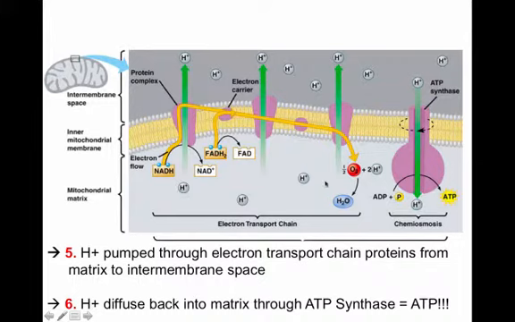So let's think about this idea of oxidative phosphorylation. What's being oxidized? We already talked about it. NADH is being oxidized. It's losing electrons. What's being phosphorylated? ADP is being phosphorylated. A phosphate group is being added to ADP to make ATP.